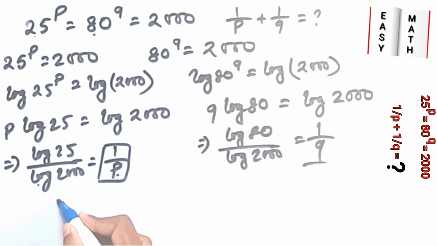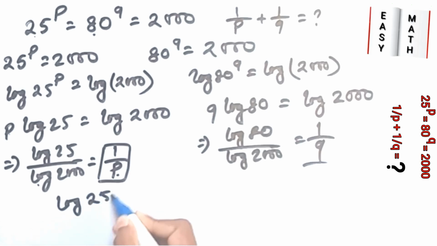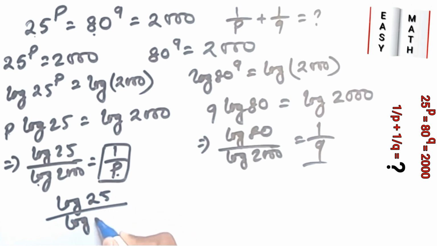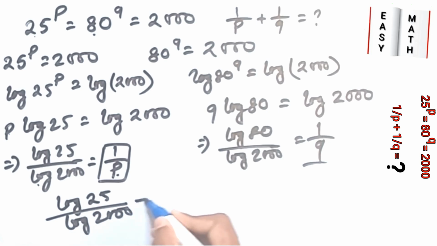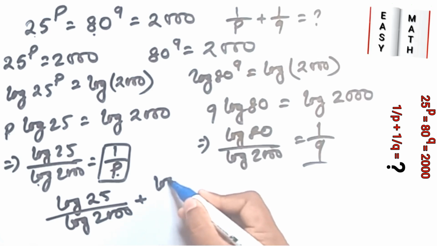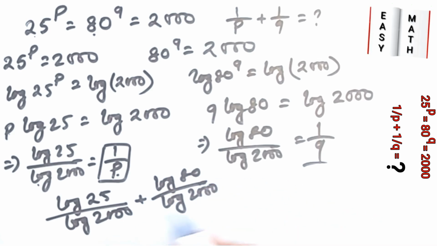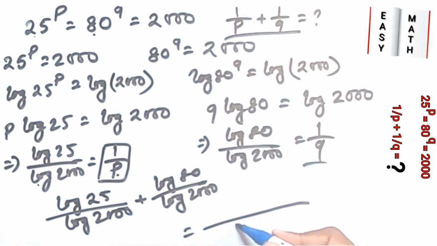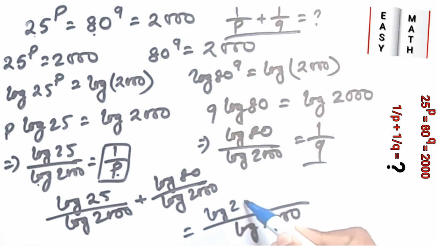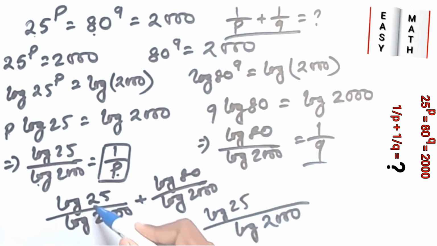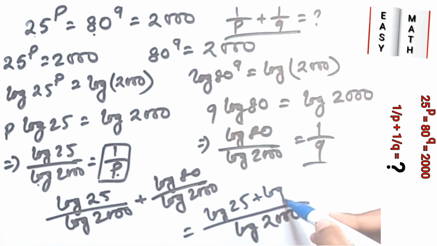So this is log 25 and log 2000, and this is log 80 and log 2000. This is equal to the sum of these. So we take the LCM: log 2000 in the denominator, and in the numerator log 25 plus log 80.